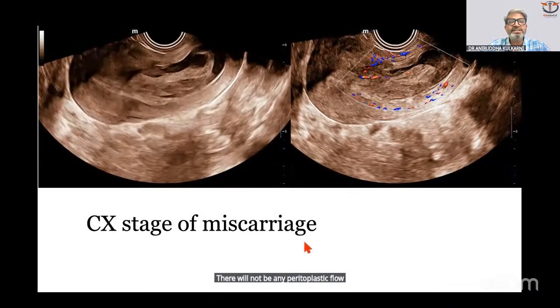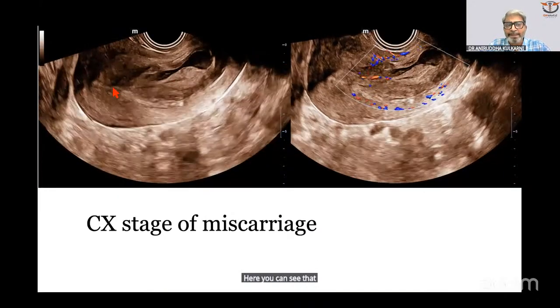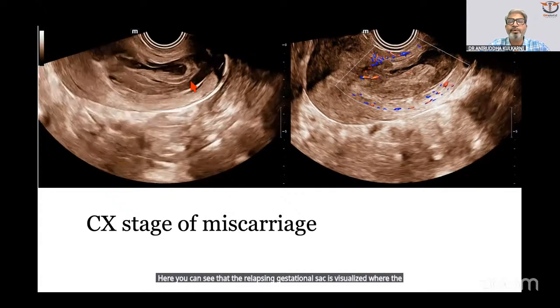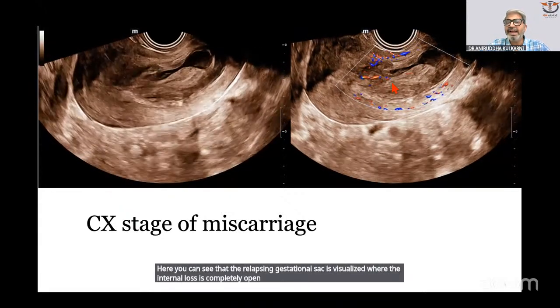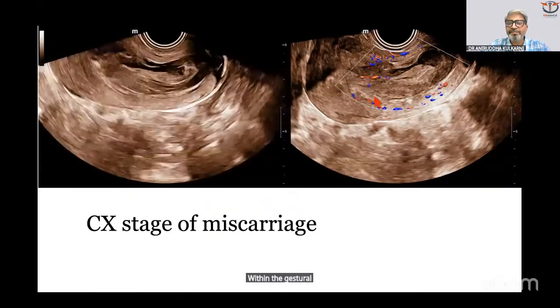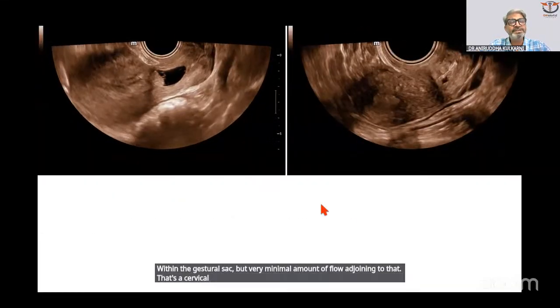Now look at these cine loops. Here you can see that the prolapsing gestational sac is visualized where the internal os is completely open. You can see that there is some amount of flow within the gestational sac, but a very minimal amount of flow adjoining to that. That's a cervical stage of miscarriage.